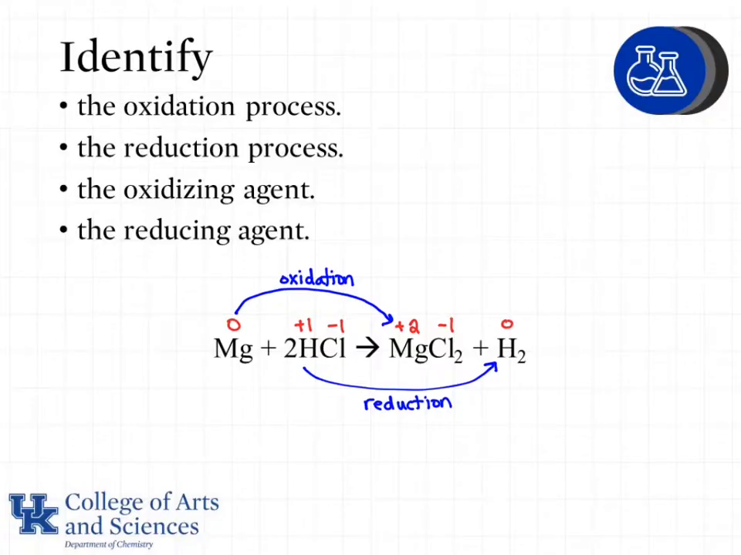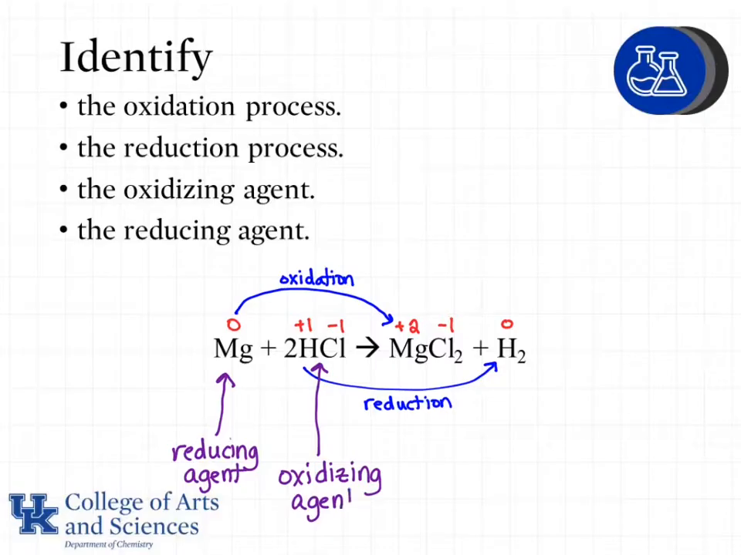Because magnesium is being oxidized, it is the reducing agent because it's causing another species to be reduced by itself being oxidized. HCl, which contains the hydrogen, is the oxidizing agent because itself is being reduced, which is causing another species to be oxidized. Remember, the agent causes that process to happen. The reducing agent causes another species to be reduced. The oxidizing agent causes another species to be oxidized.